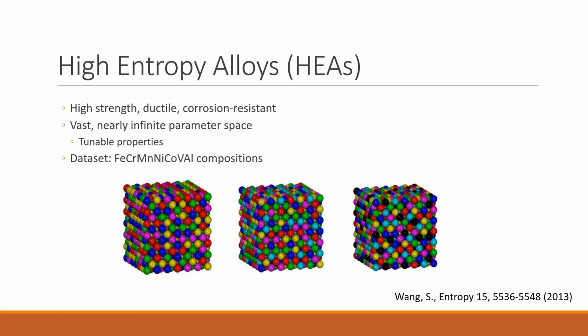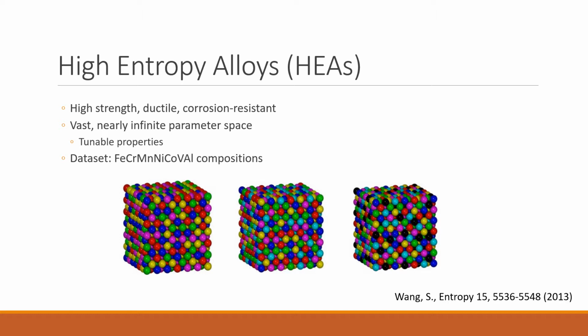High entropy alloys, or HEAs, are a high-strength, ductile, and corrosion-resistant class of materials. Unlike traditional alloys which have one or two principal components, HEAs have 5 or more elements in near equiatomic proportions. This unlocks a vast, nearly infinite parameter space with the potential for tunable properties. You can choose how many elements to include, which ones, and in what proportions.